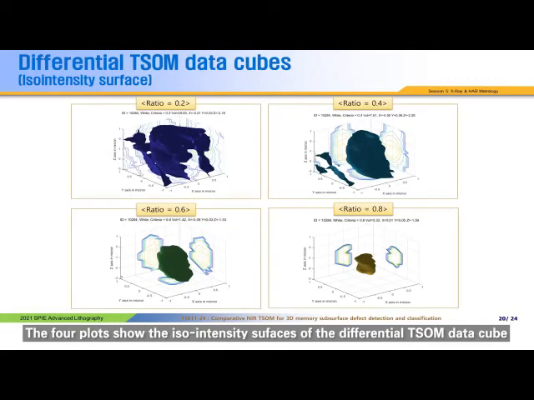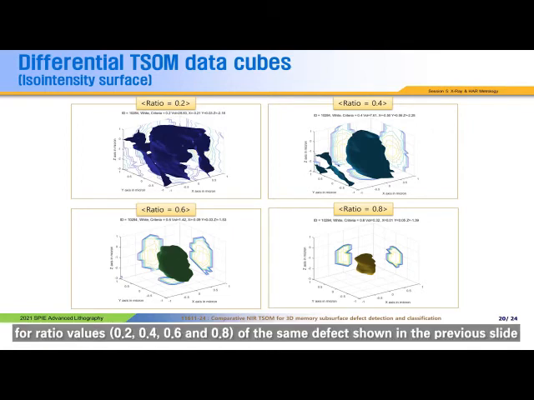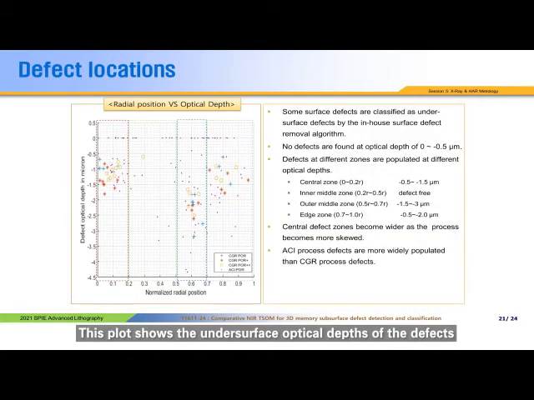The four plots show the ISO intensity surface of the differential T-sum data cube for ratio values 0.2, 0.4, 0.6, and 0.8 of the same defect shown in the previous slide. This plot shows the undersurface optical depth of the defects. The x-axis of the plot is the normalized radial position, and the y-axis is the optical depth below the top surface. In this plot, we found some interesting points.